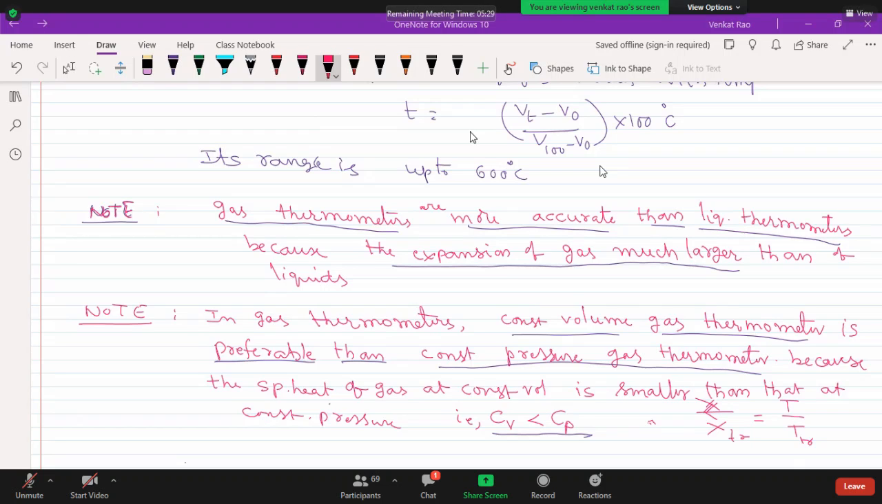Next, other one, radiation pyrometers. They are used to measure temperatures of heavenly bodies and hot furnaces, within brackets, greater than 3000 degrees Celsius. These are informative points, you have to remember them.